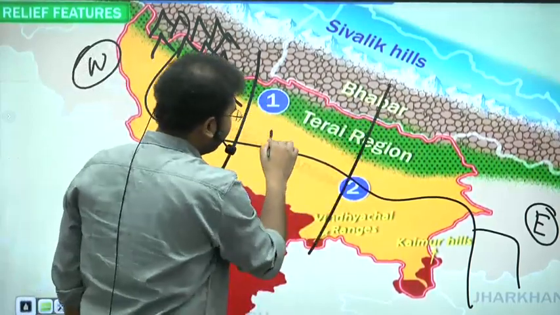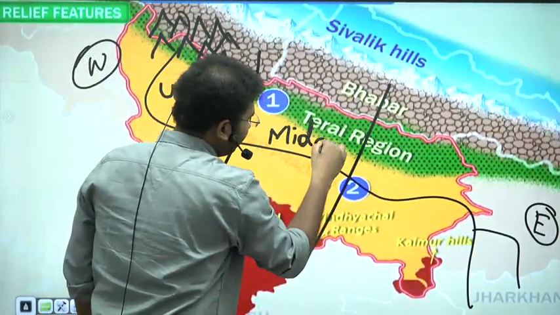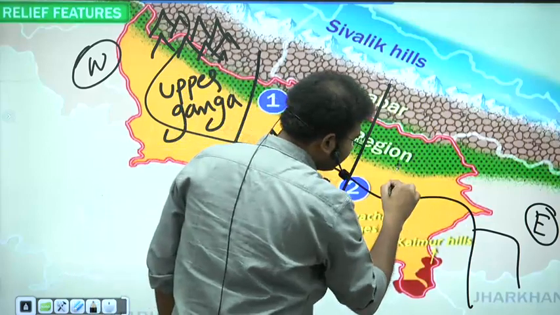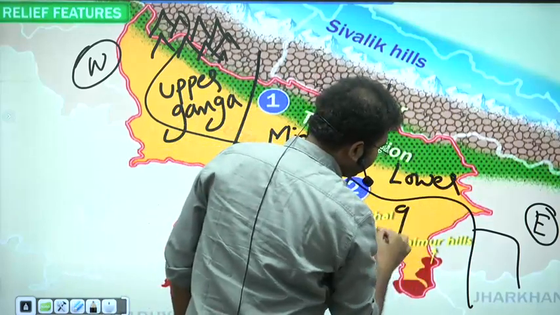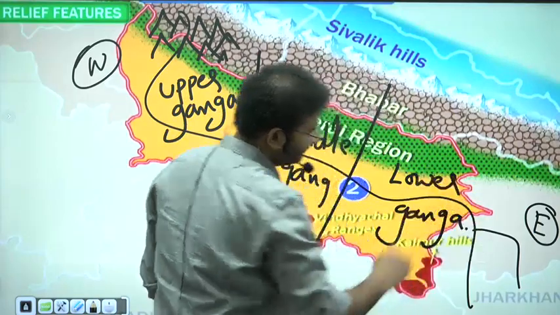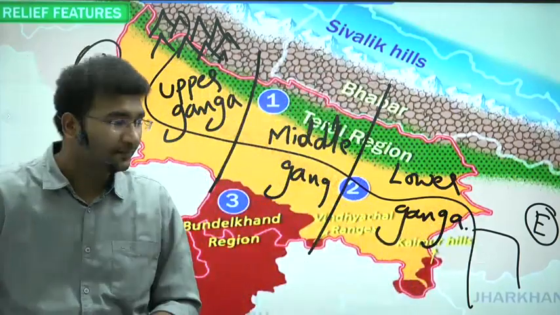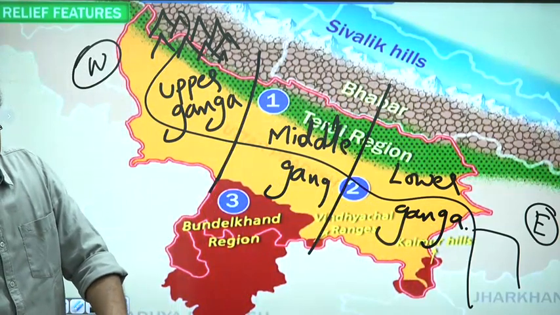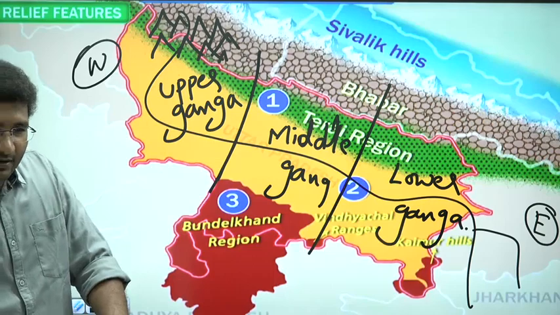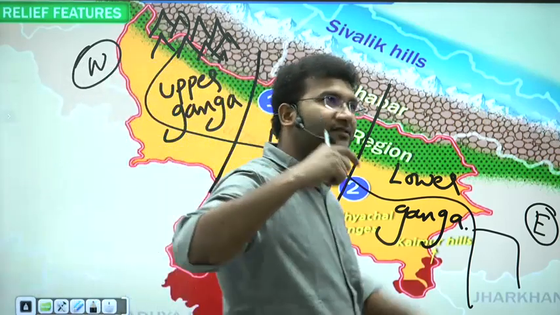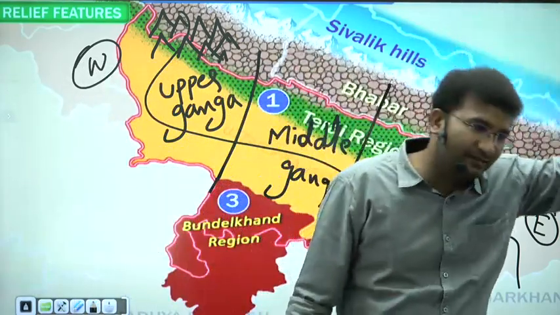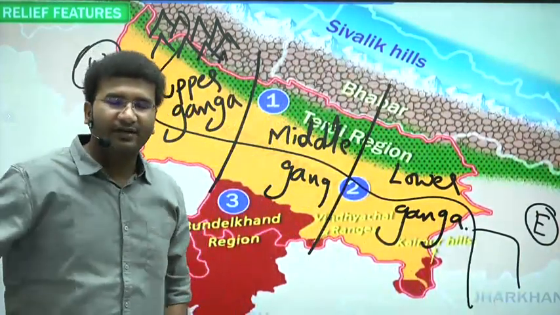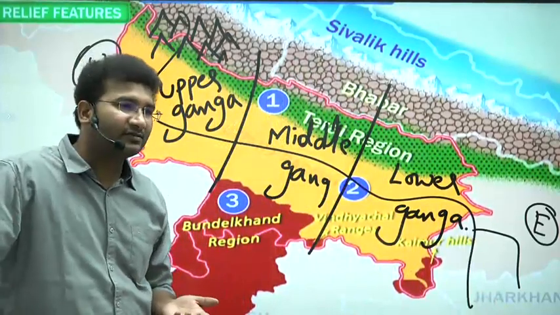And this is called as Middle Ganga. And this region is called as Lower Ganga. ठीक है? Can I divide like this? Upper Ganga, Middle Ganga and Lower Ganga. Likewise, can I also divide Sutlej, which is coming from the north, Upper Sutlej, Middle Sutlej and Lower Sutlej, Upper Indus, Middle Indus and Lower Indus. Now it depends on how you are categorizing that river. That's it.